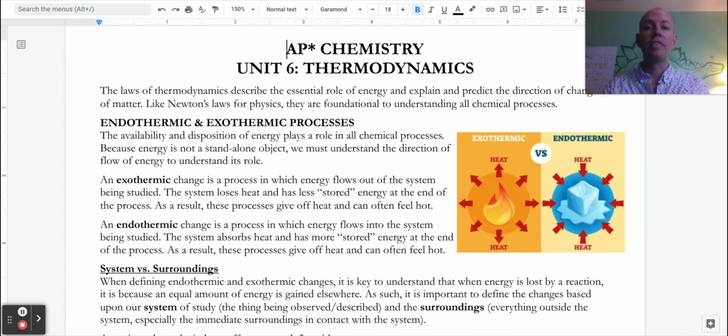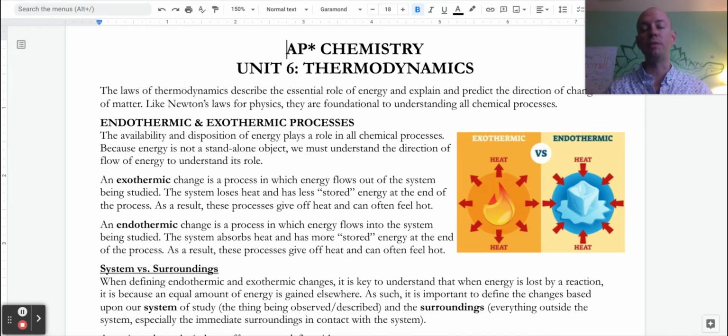There are several laws of thermodynamics that help to explain, or at least state, what happens in those changes. The nice thing is we won't need to know them by name, but just like Newton's laws with physics, with the first, second, and third law of motion, these laws really help us to understand where energy is coming from and where it's going to.